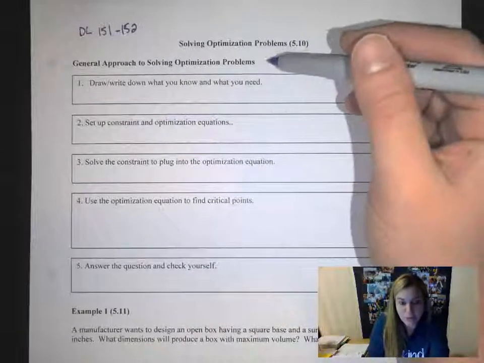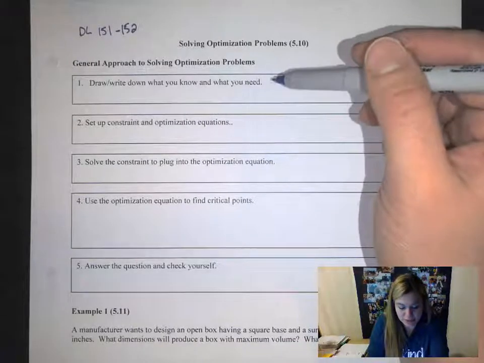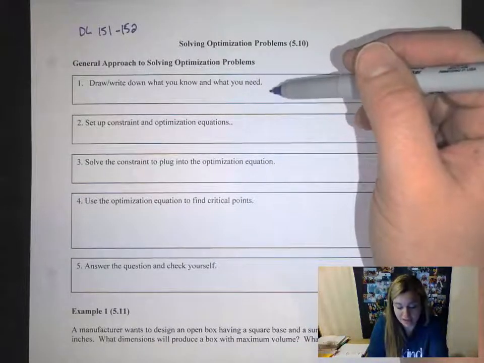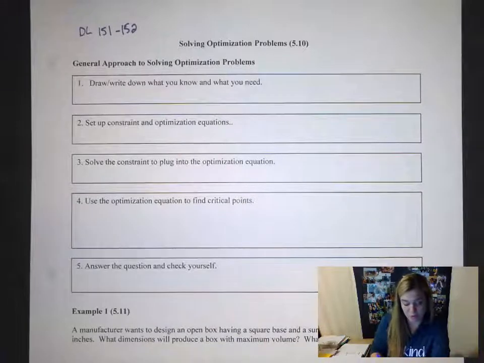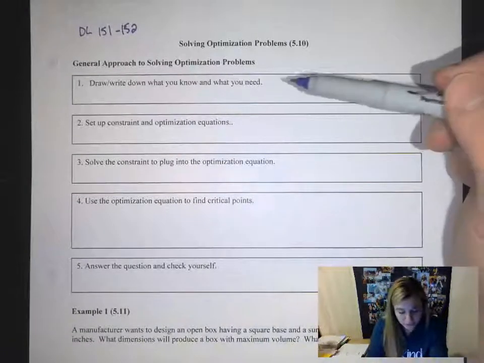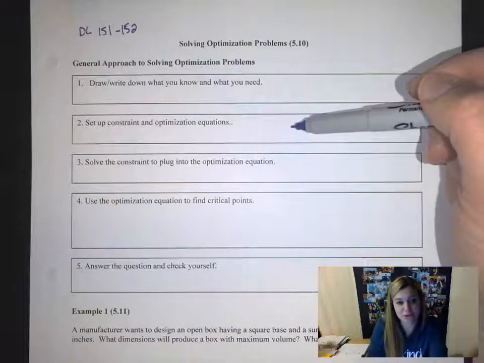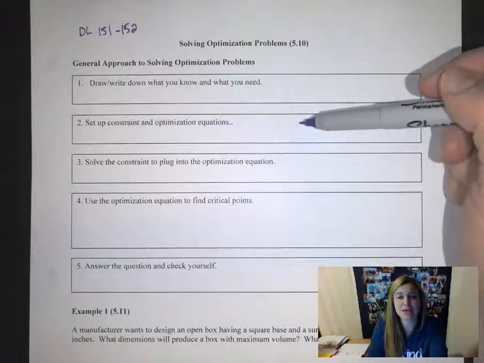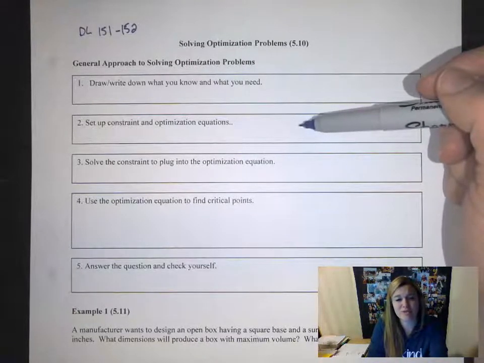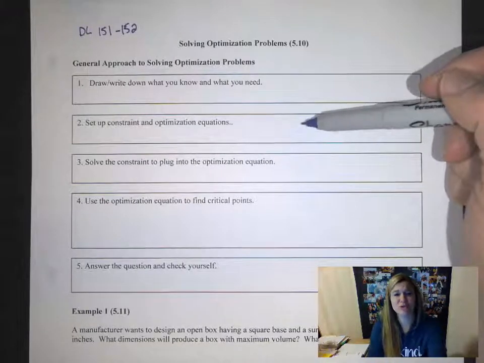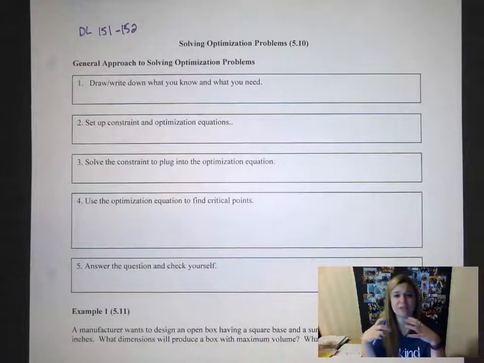Okay, so when we get to these optimization problems, we're going to draw or write down what we need. I play with these problems a whole lot, circling things and underlining, but we draw and write down what we need. Then we set up a constraint and optimization equations. So there are going to be some limitations of a problem. Let's say we want the most volume that we can fit into a can, but the least amount of surface area. We figure out how exactly we do that.